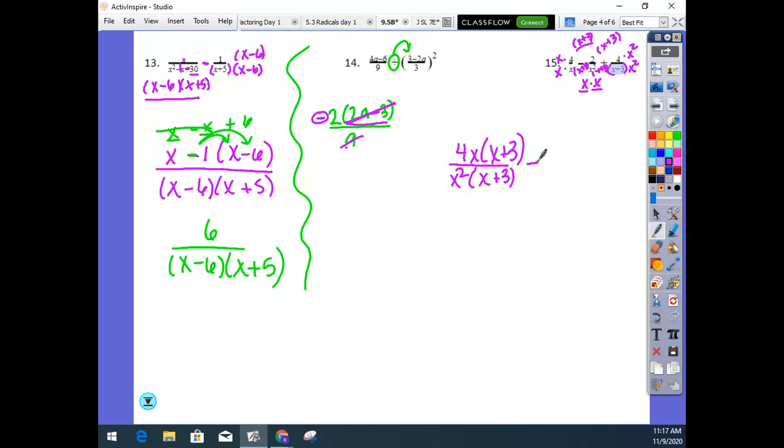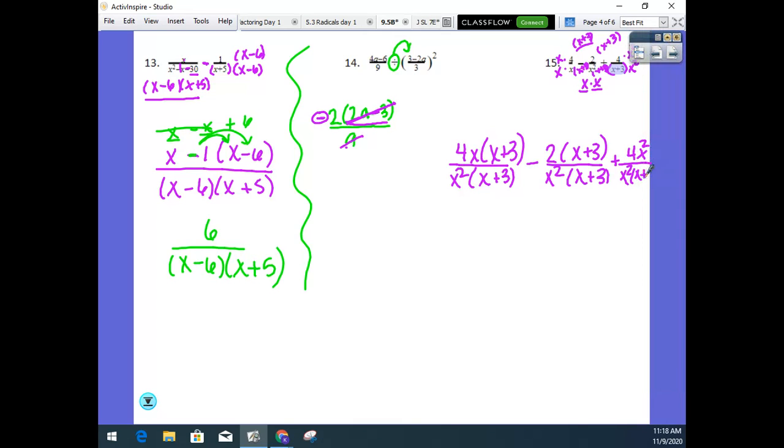All right. Minus, what am I left with here? 2 times x plus 3 over my common denominator of x squared times, now don't be canceling this, we need this for our common denominator, plus 4x squared over x squared times x plus 3.